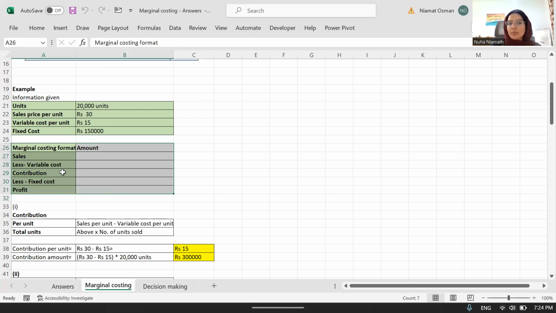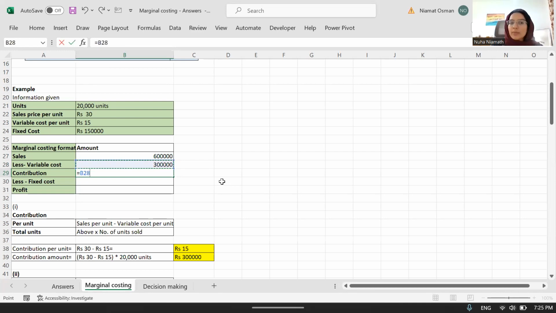Now, like I said, this is our marginal costing format. Sales less variable cost gives us contribution, less fixed cost gives us profit. Let's fill in the details that we already have from the example. Units sold 20,000 units at 30 rupees. That makes our sales 20,000 units into 30 rupees, correct? That gives us sales of 6 lakhs. Now what about variable cost? Variable cost will be 20,000 units into 15 rupees.